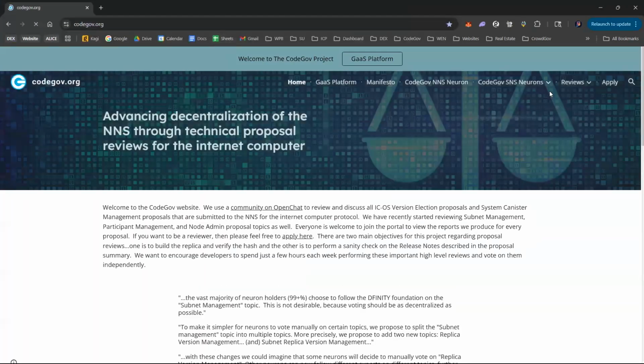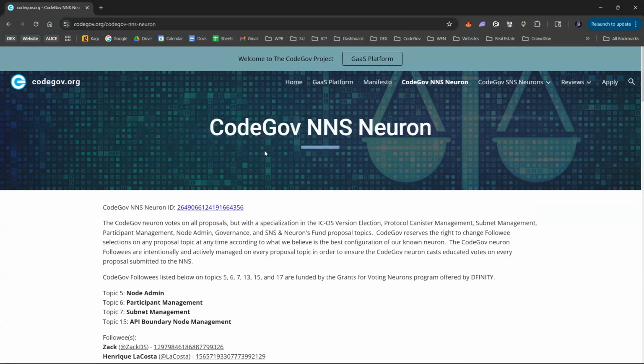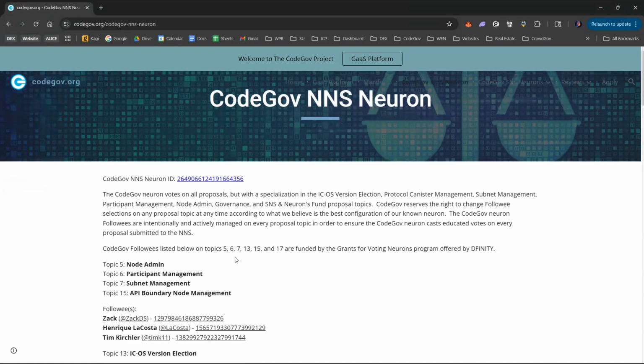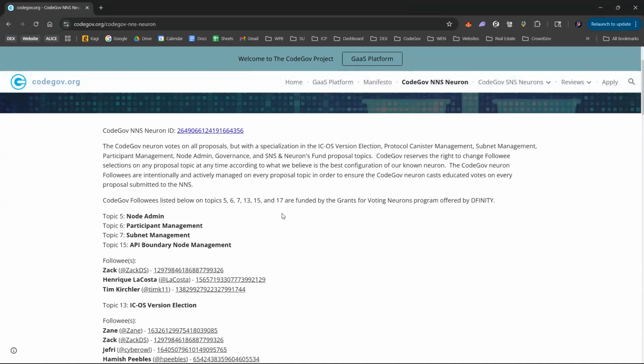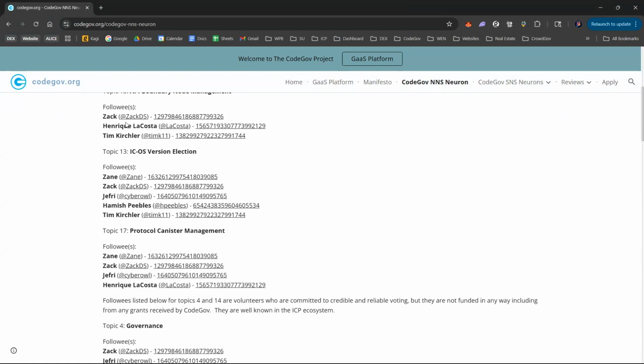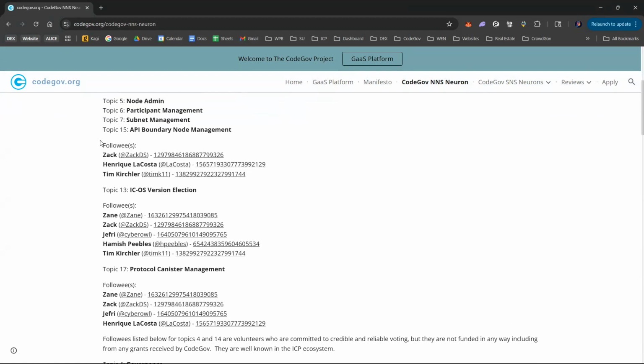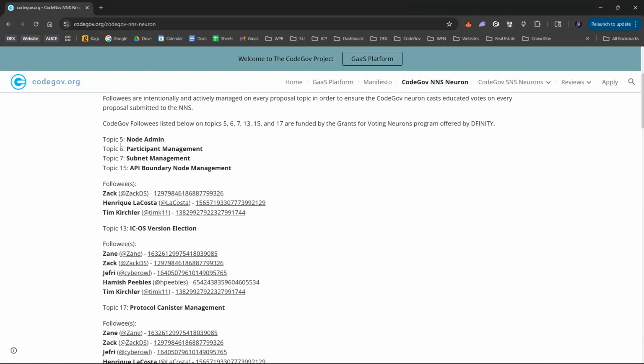CodeGov.org, and this is our website. So, it does need to be updated, but what is pretty much updated all the time is the CodeGov NNS Neuron. It describes what proposals we review, which ones are funded by the grant, who our followees are on each of these proposal topics. So topics 5, 6, 7, and 15, these are all reviewed by Zach, Enrique, and Tim, who are all three on our team.